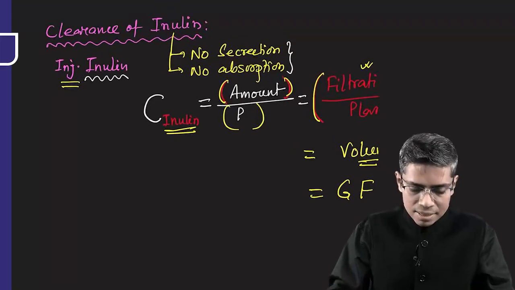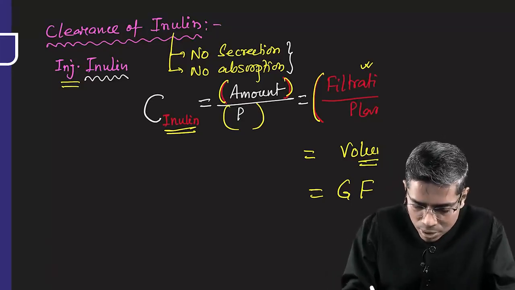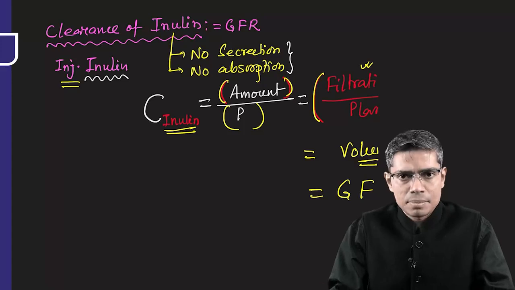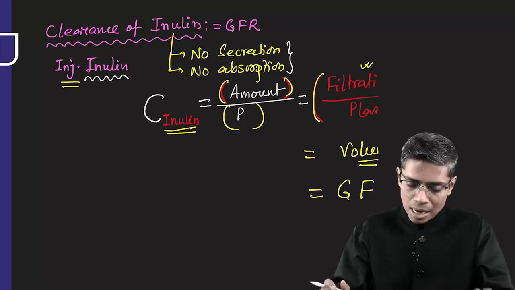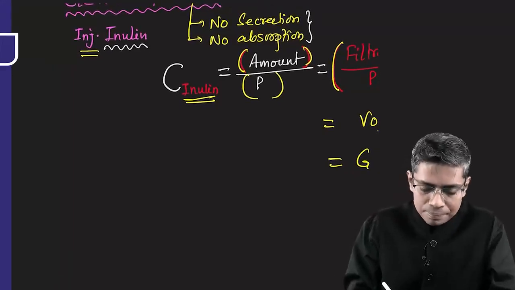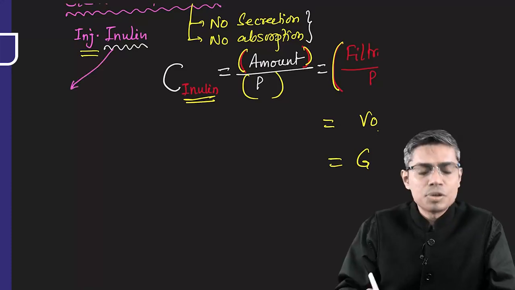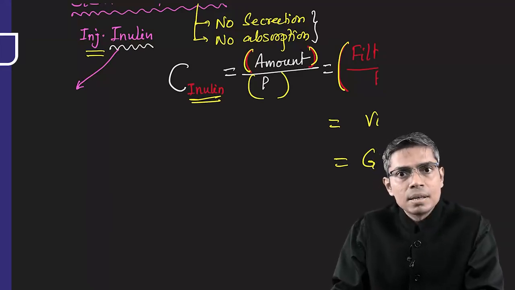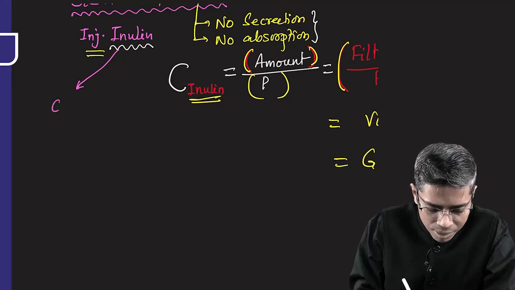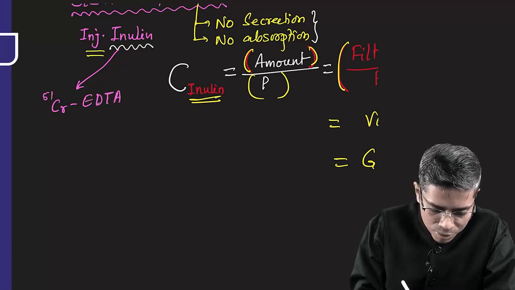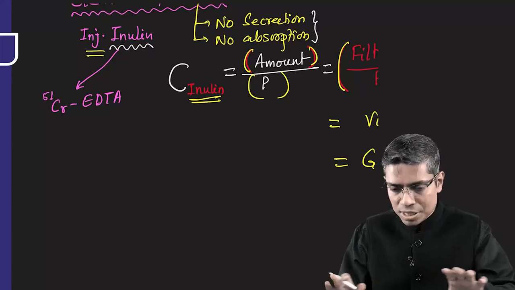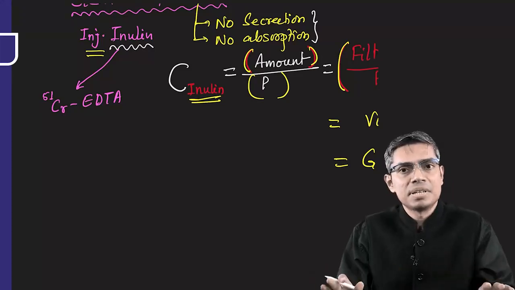Please remember that clearance of inulin is equal to GFR, and it is the gold standard method for measuring the GFR, the best method for measurement of the GFR. But nowadays, rather than using inulin, we are using various other substances which have similar properties to inulin. What are those substances? Chromium 51 tagged with EDTA can also be used for measurement of GFR. It has similar properties to inulin: no secretion, no absorption, and it is a freely filterable substance.